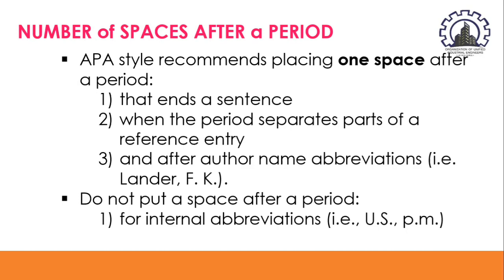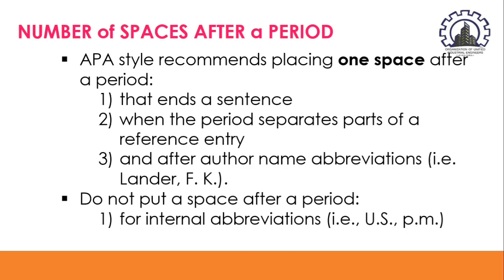For example, you have Lander, okay, that's the last name or the surname of the author, comma, the initials, you have F, dot, and take note there's a space after that, okay? So F dot space and then K dot. Okay, now when can we not put a space after a period?